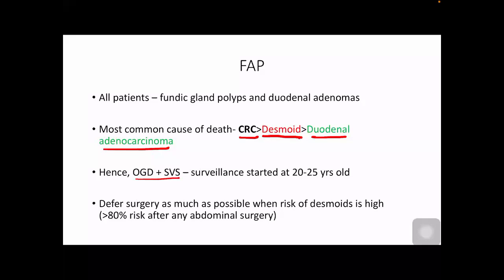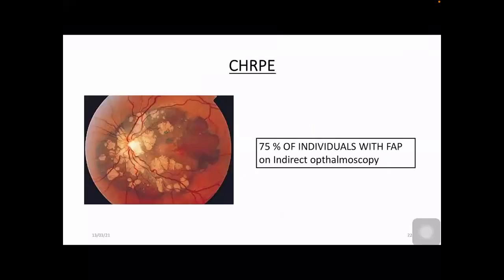Whenever there is a risk of desmoid, you have to defer surgery as much as possible, because when the patient has risk factors for high-risk desmoid tumor formation, the more surgical trauma, the more advanced and more severe the desmoid tumor formation will be. It is better to defer surgery in these patients who are at high risk for desmoid tumor formation.